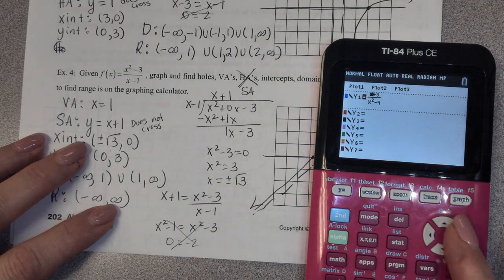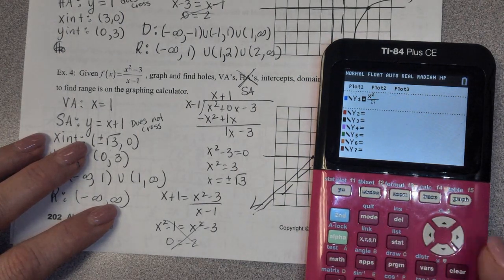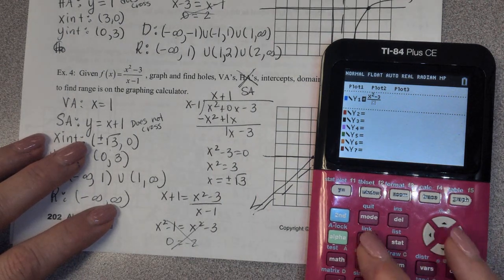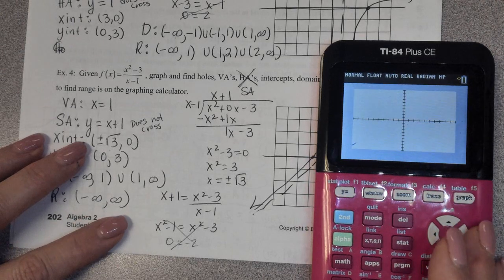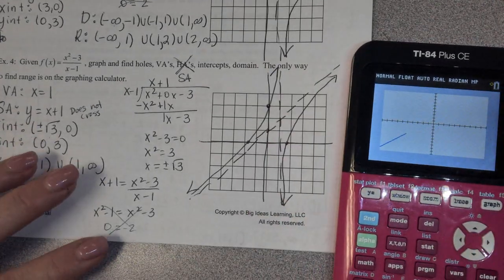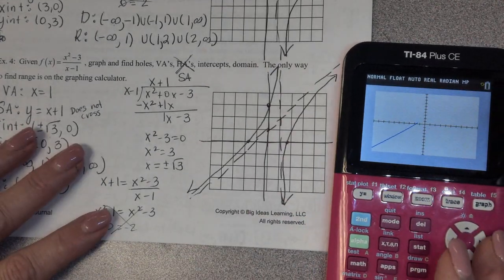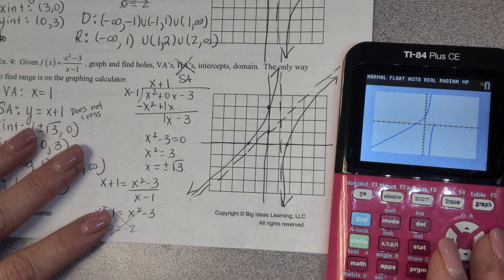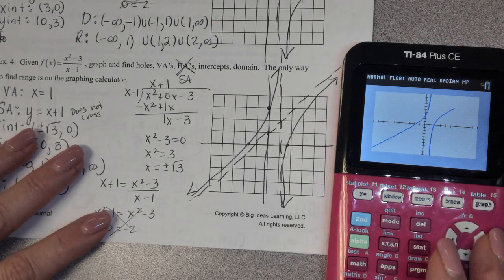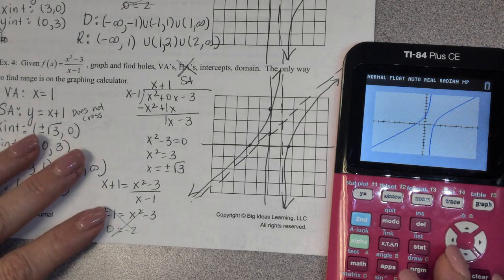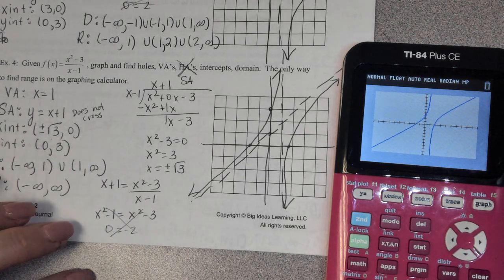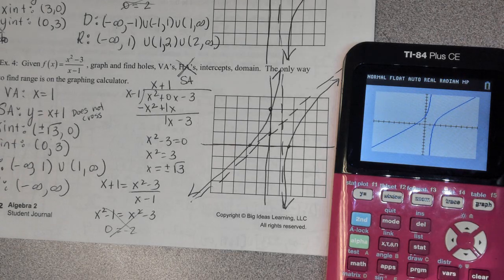If you do a problem and you just want to check and make sure you did it right, you can always just put it in here. And it's going to graph everything. It's not going to graph the slant asymptote though, but there's everything else. It also doesn't graph the vertical asymptote. But that's the way it looks. Okay? Any questions?